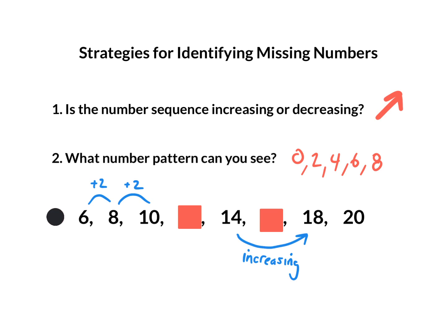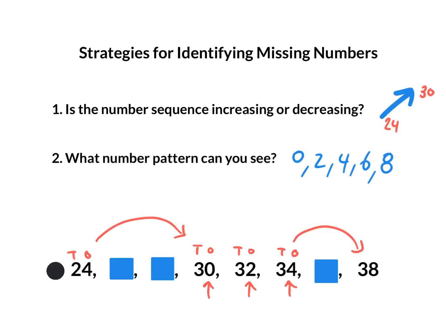Because if I look at the ones place value, we have 14, and then we have 18 on the other side of the missing number. In my number pattern, I know that my 2's pattern goes 0, 2, 4, 6, 8. If I know I have 14, my next number must be 16, because it's a 6 in the ones place value column. So my missing numbers are 12 and 16, and I know because my number sequence is increasing and it follows a 2's pattern.